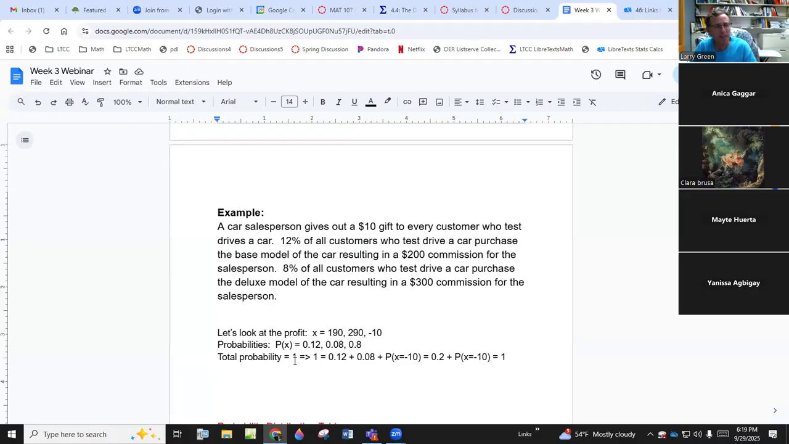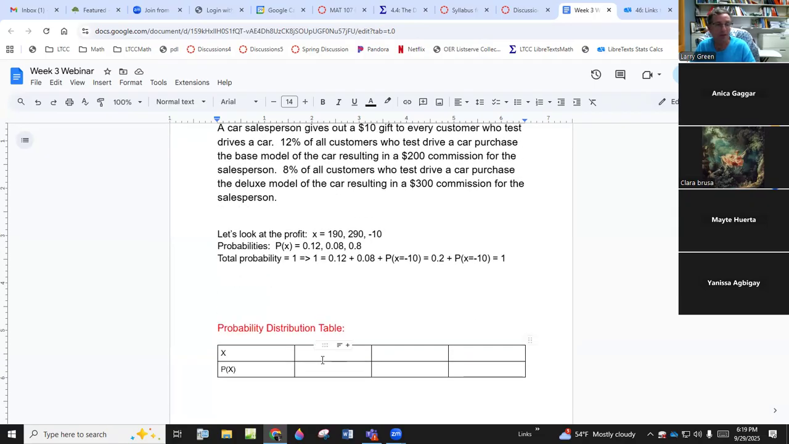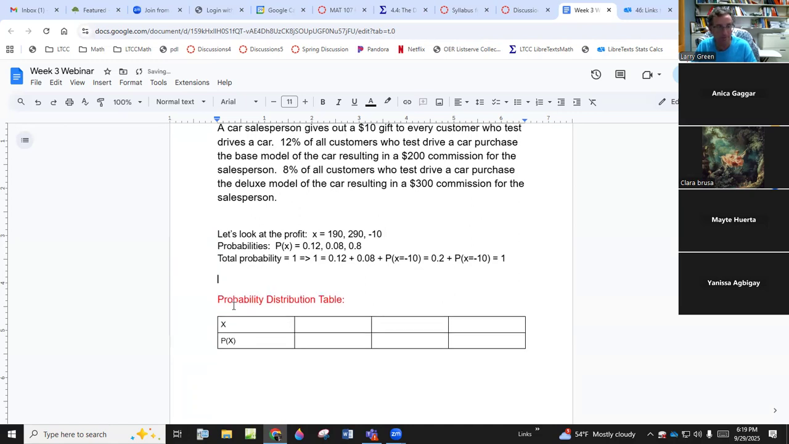Okay, so now that we did that, what we're going to do is we're going to organize this. And the way you organize this is you put it into what's called a probability distribution table. And here's what it looks like. It's a table, and the first row are the x's, and the second row are the p of x's. You can also make them columns instead of rows. That just depends on what fits on your paper, or on your screen or whatever. Here it fits better to be horizontal. Sometimes vertical is better.